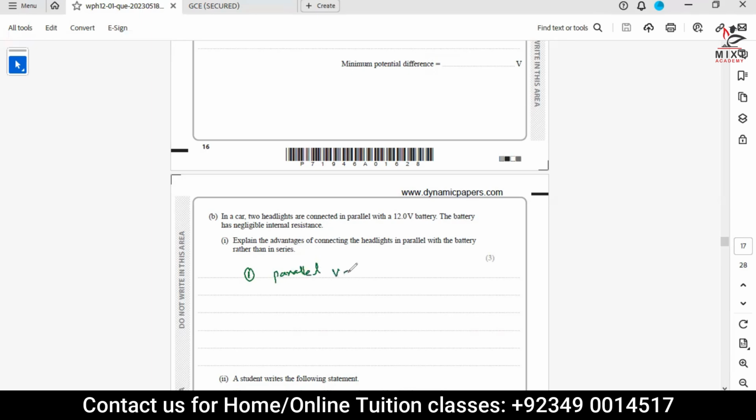Okay, the first point is that in parallel, the voltage is the same. In series, the voltage is divided. So that is 12, that is 6. The second point is that in parallel, the brightness is the same.